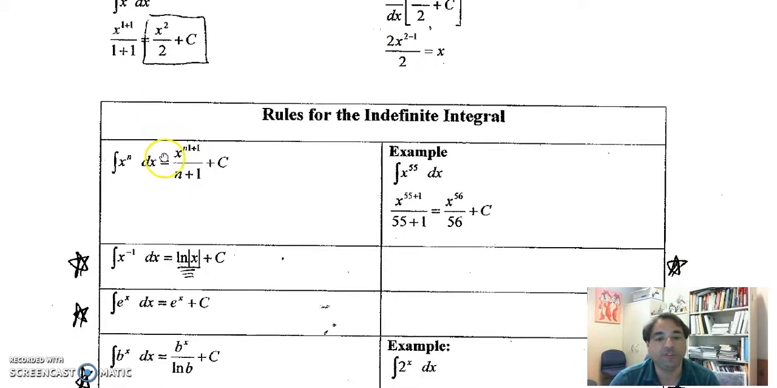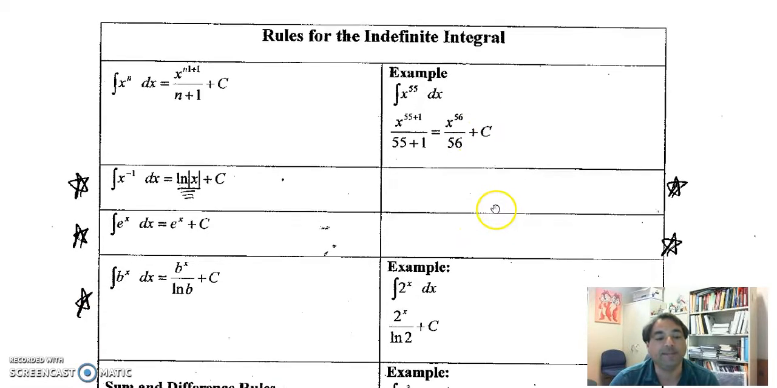So, here are some rules for the indefinite integral. We've already talked about when we have an x raised to a number, any number, you add 1, and then divide by it. Don't forget your plus c. So if I had the integral of x to the 55 with respect to x, I'd add 1, and then divide by it. So it'd be x to the 56 divided by 56, but don't forget your plus c.